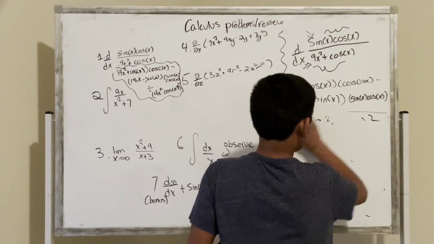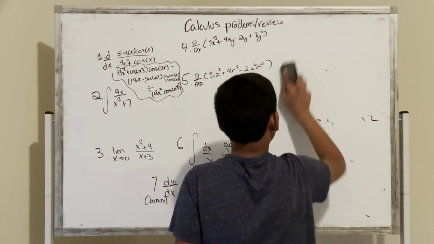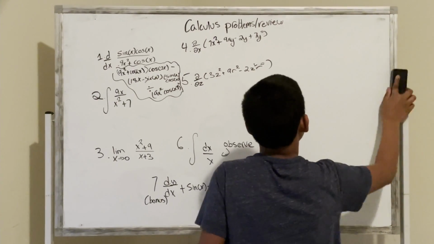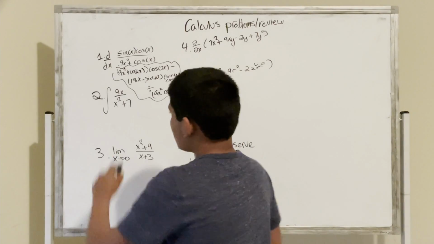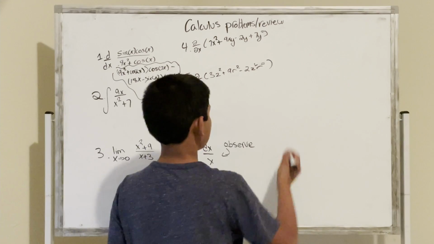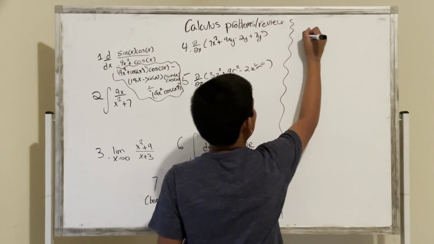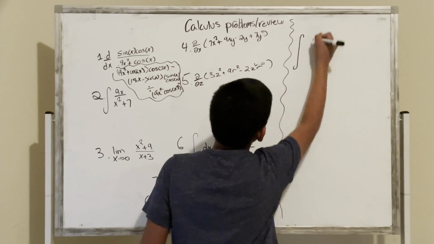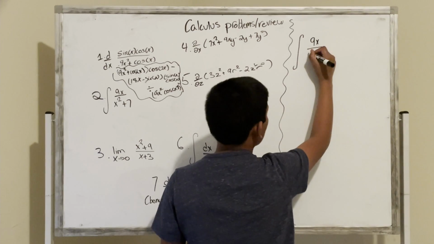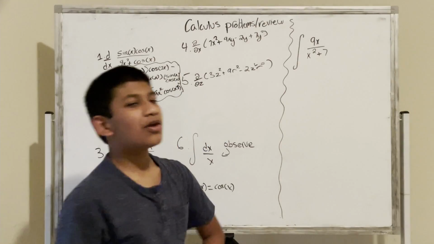And this integral is complicated, and it's not complicated. So let's do this. So as you see, we have made a video on substitution, which we're going to be using today. So we have the integral of 9x over x squared plus 7. So we have this integral. How do we solve this?